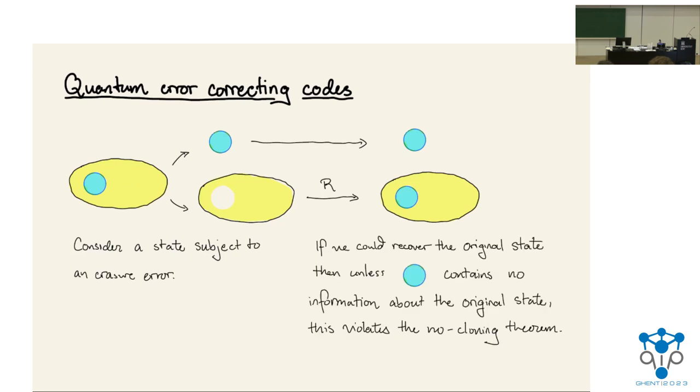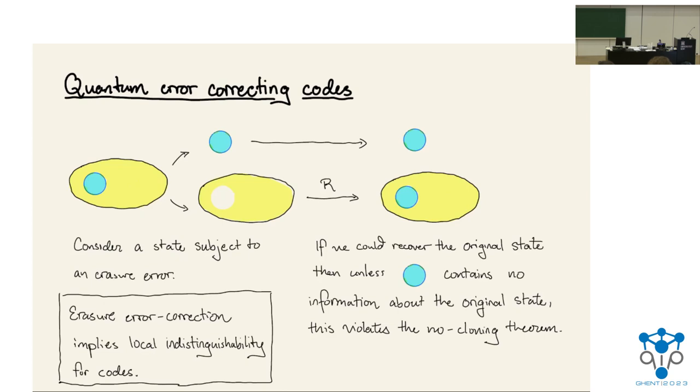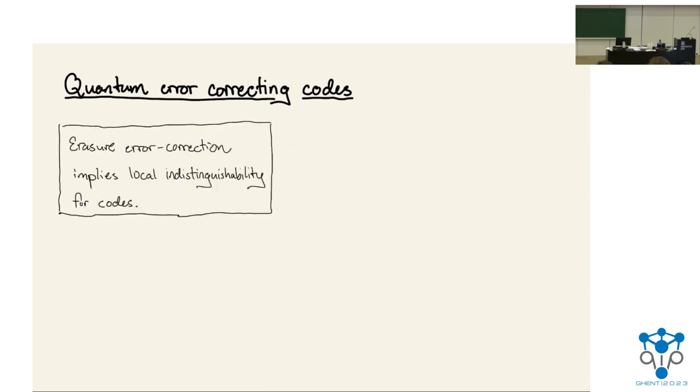The simple resolution is that whatever was encoded in that blue region was an invariant of the code. It contained no information. So cloning it was not a problem because you actually knew exactly what that state was all along. And that exactly is what happens. Another way of saying this is that no matter what code word you started off with, the reduced density matrix on that blue region, on that correctable region, was an invariant. Or in other words, error correcting codes imply local indistinguishability. And that's why originally I called local indistinguishability D, because D is the distance parameter in error correction. Okay, so we have error correction implies local indistinguishability.